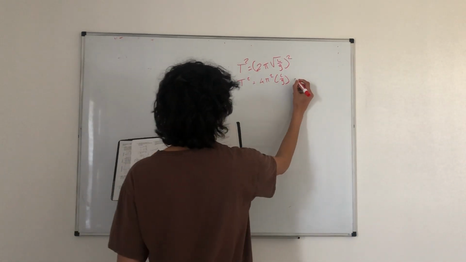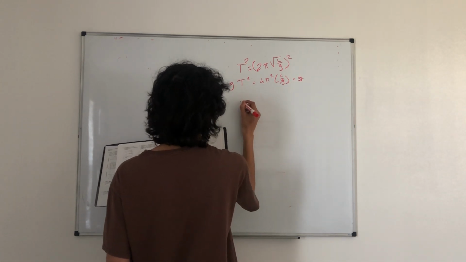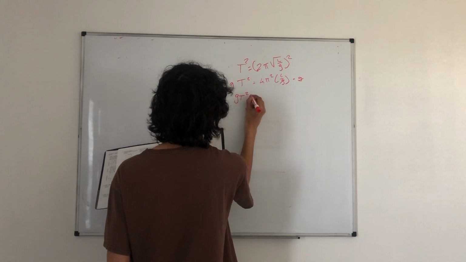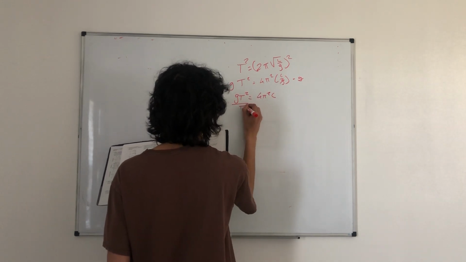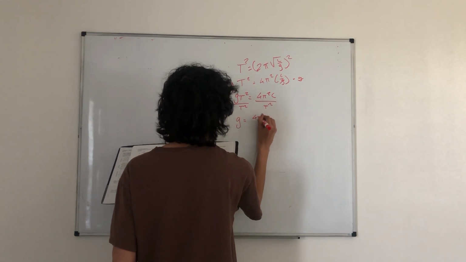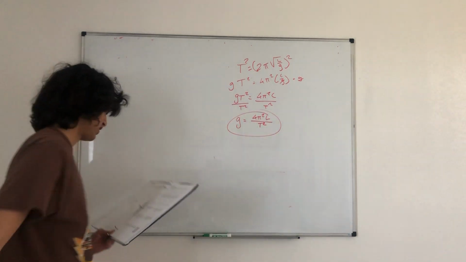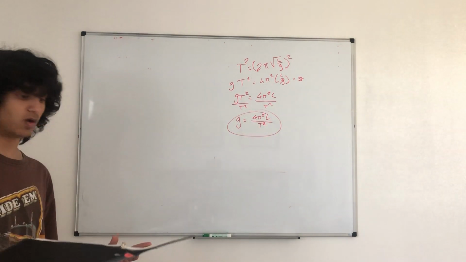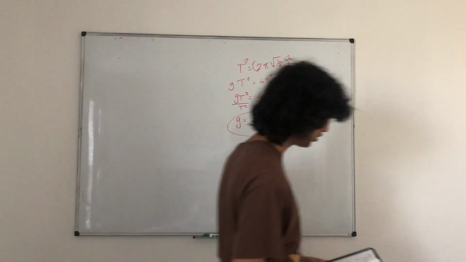So what we can do is just multiply both sides by G. And then we got G T squared equals 4 pi squared L. Divide by T squared. You get G is equal to 4 pi squared L over T squared. So there you go, that's your derivation. Hopefully all of this makes sense. I focus on just pendulums, as you probably figured, so let me know if you want me to go over springs as well.